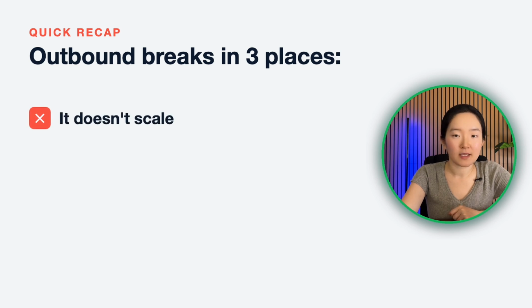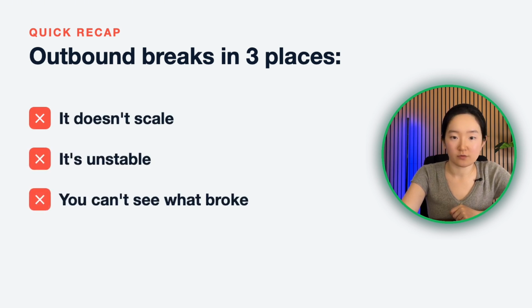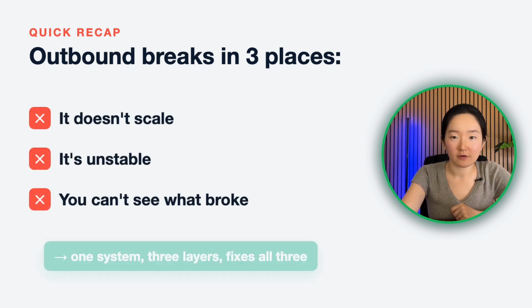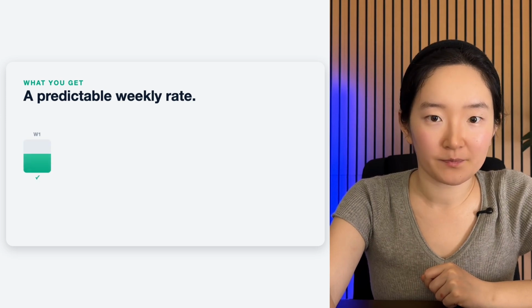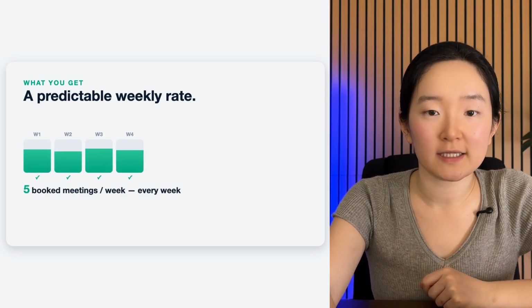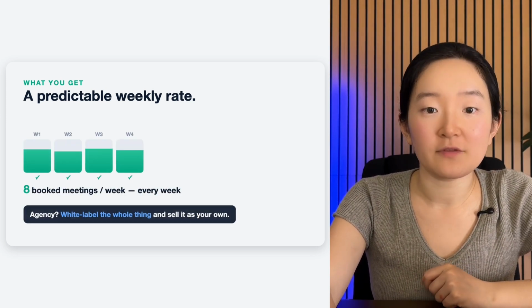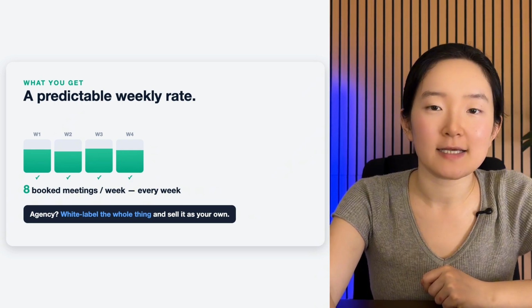So quick recap, outbound breaks in 3 places. It doesn't scale, it's unstable, and you can't see what's wrong. The fix is one system with 3 layers: multi-channel reach, a warm supply from real buying signals, and AI that diagnoses every campaign. That combination gives you a predictable weekly flow of leads and meetings. And if you're an agency, you can white label the whole thing and sell it at your own price.